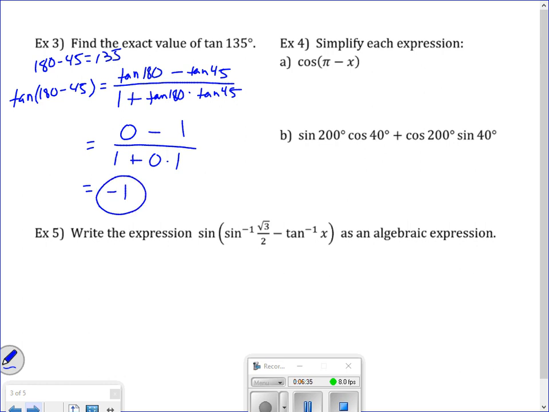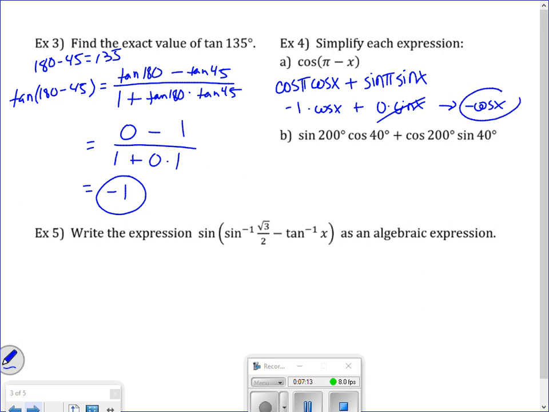All right, so example 4. I want to simplify these expressions by using the rule to break this parentheses apart. So the cosine rule says I will do the cosine of the first one times the cosine of the second part. The minus in the middle changes to a plus, then I will do the sine of the first part times the sine of the second part. Well, these are things that I know. Pi is the point -1, 0, so the cosine is -1 times cosine. The sine of pi is 0 times sine. So when I do this, this goes away, it's just 0, so I just get negative cosine. So it turns out that this expression just turns into that.